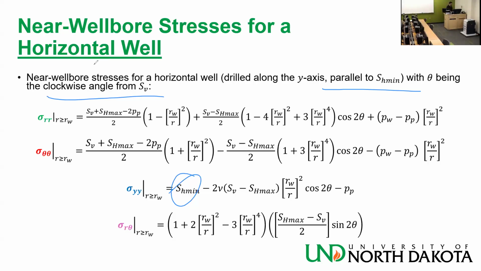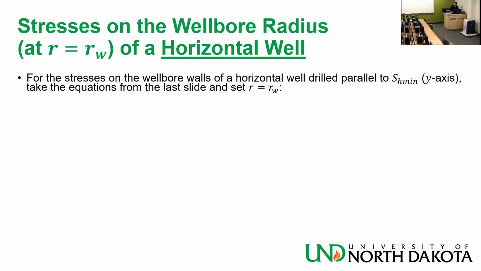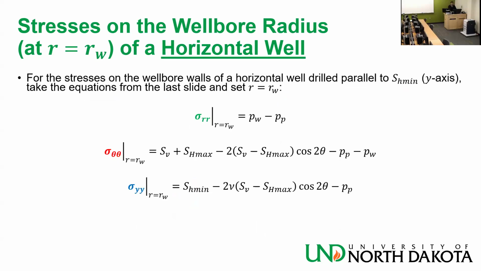Very easy to change this sigma y to x. If I say this is x, this will become sigma xx. Very simple. Now, let me simplify those for r equals the wellbore radius. Just take the equations, set r equals rw, and you have these clean lines.